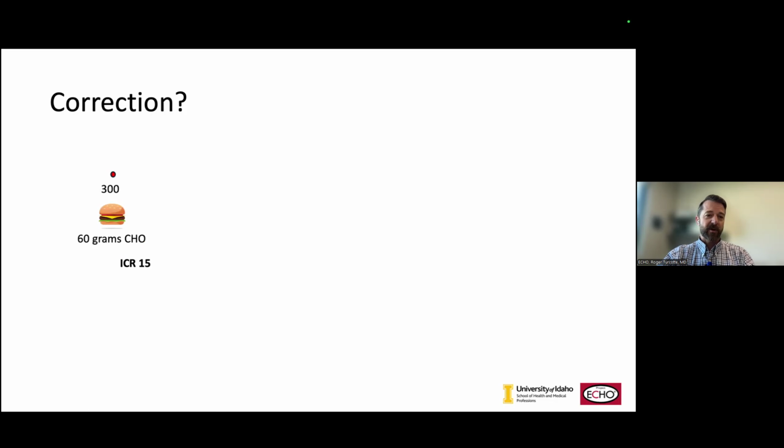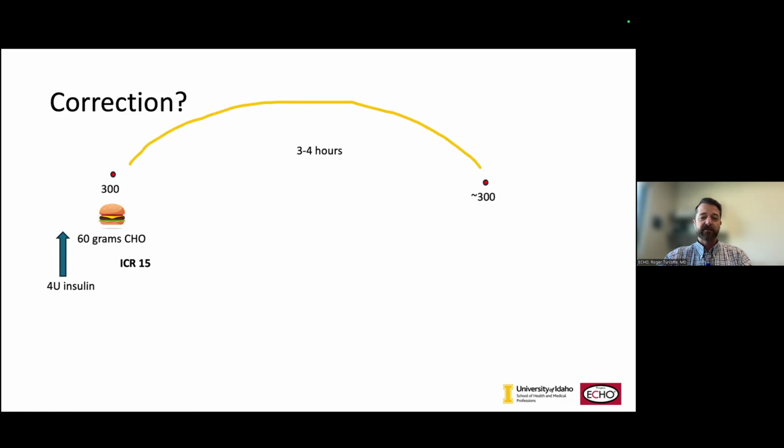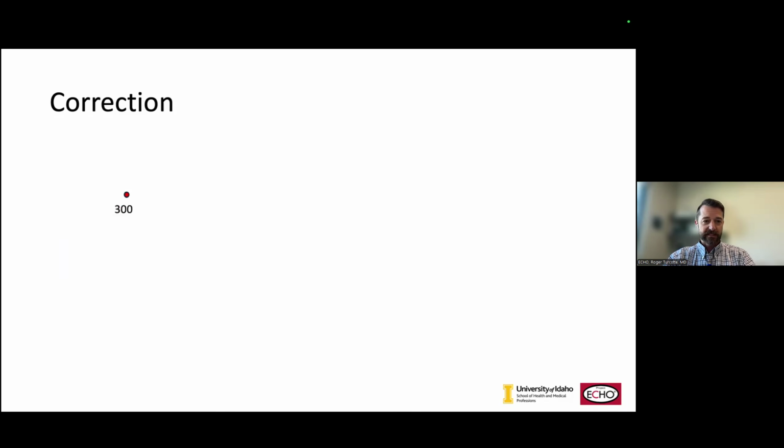The next issue is correction. So we talk a lot to patients about correction. In this case, the patient still wants to eat. They're having the same thing, but their starting blood sugar is 300, right? So if we take their carb ratio and apply it to how many grams of carbohydrates they're eating, they're taking 4 units of insulin. But if they just take 4 units of insulin, then they've prevented their blood sugar from getting worse, but it's still going to be 300, 3 to 4 hours later. So we have to do something about the fact that when they sat down to eat, their blood sugar was already 300. And that's what correction is.